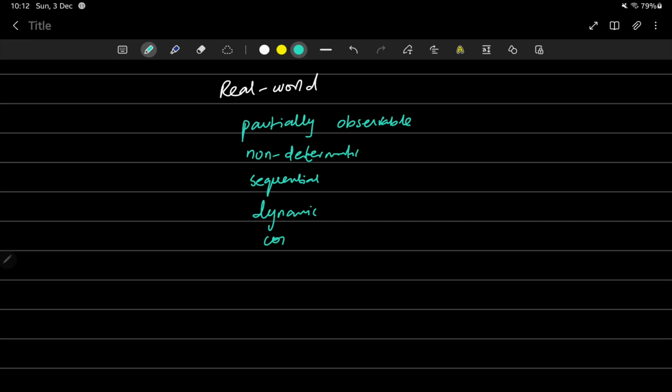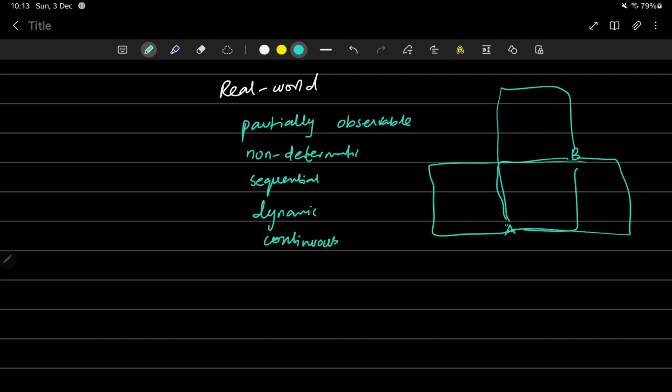It's continuous because there are infinite things you can do or paths you can take. Let's say if I want to go from A to B, right? There can be infinitely many paths. Some might be extremely long, some might be extremely inefficient, but still there are unlimited paths to this problem, right? So it's continuous, right? And one more thing is it's multi-agent.